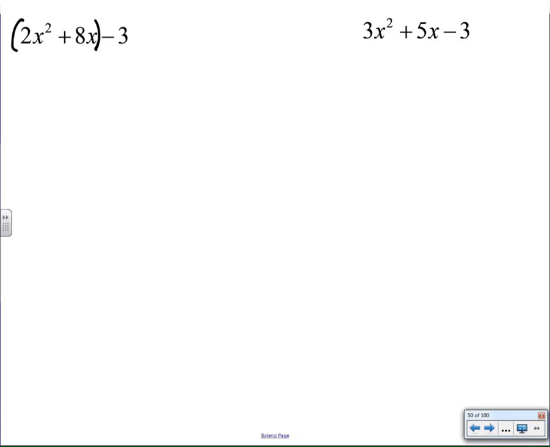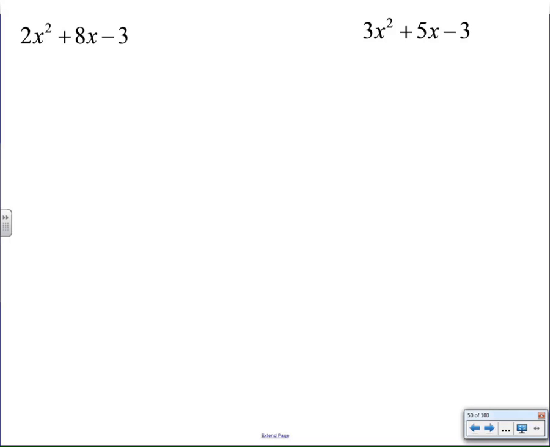Hello. Previously we looked at converting quadratic expressions from standard form, as we see here, to vertex form, using the process known as completing the square. So the issue is, when we looked at all of the examples, the a value, that is the coefficient on x squared, was 1. What if the coefficient on x squared is not 1?